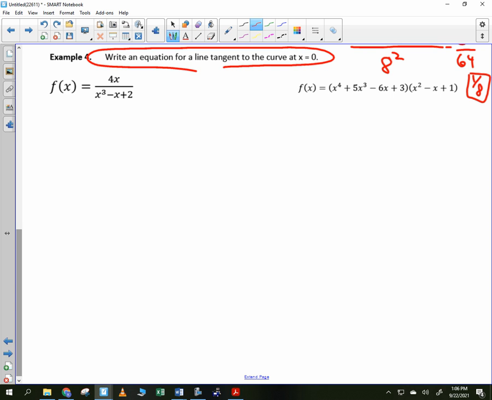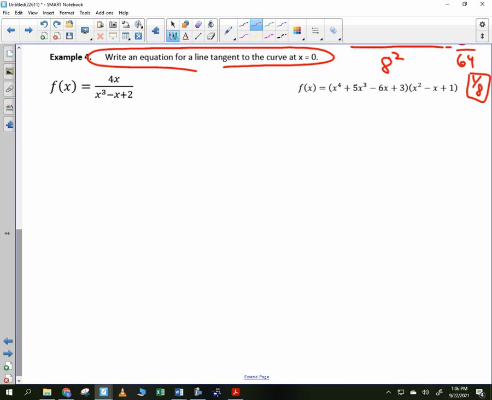AP question right here. A question you're going to have on your test. 1/3 of people get it wrong. You want to get it right? Then let's focus, okay? Because I hate marking this one wrong for people, because it's totally doable. Write an equation for a line tangent to the curve at x equals 0.